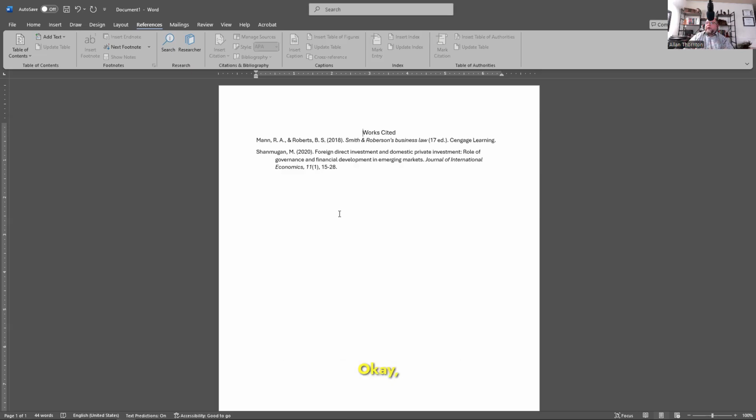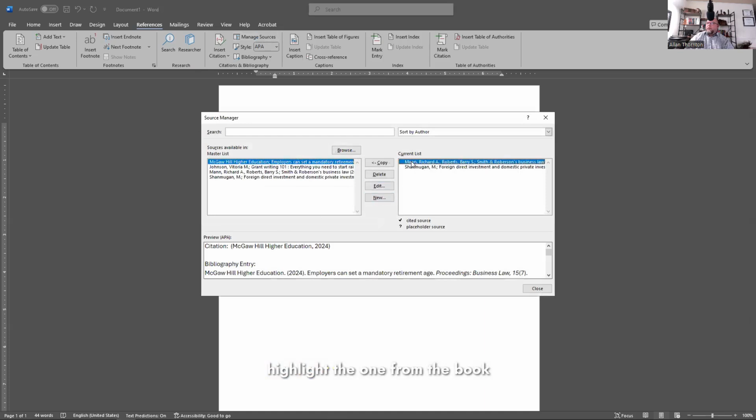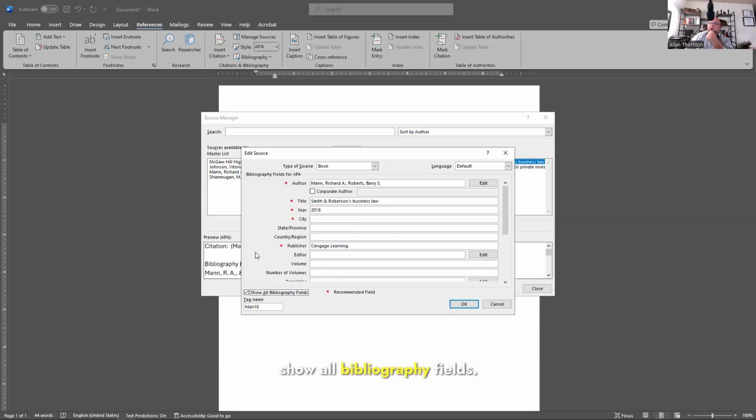Every time. Okay. So how did I get these? I went up here and I used manage sources. And what I'm going to do is highlight the one from the book, and I'm going to click on edit, and let you see everything that's in it. One thing you need to do as soon as you open this is hit your show all bibliography fields. You do not have to worry about the city for this. I'm not going to ask you for that. Some citation styles actually require that for the citation to be proper. I'm not going to require that, but you'll notice that I have selected a book here.